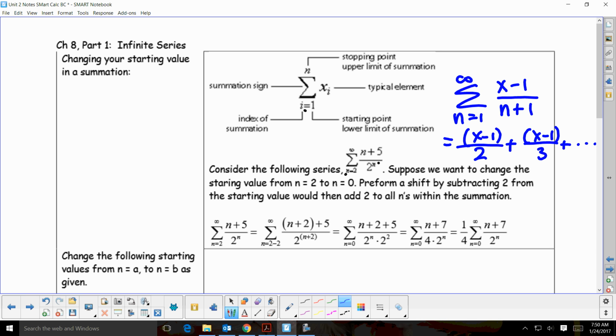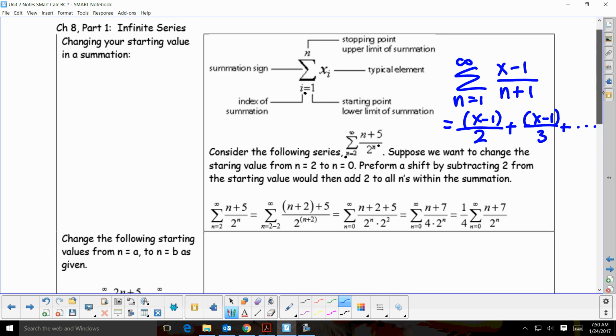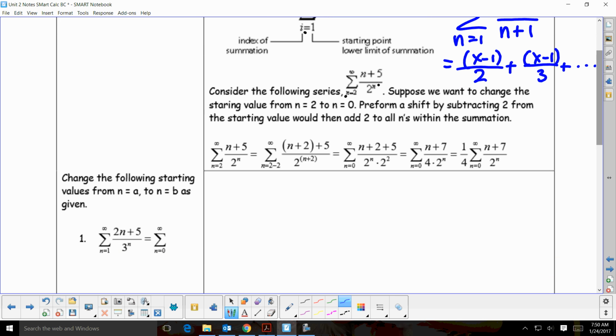So this is my start, this is my stop. Okay? Yeah, that's the basics. Okay. So here I said consider this series, and it's starting at n equals 2. An important thing that we want to do is to change it from starting at 2 to a simplified form of starting at 0. So oftentimes we're going to have to manipulate the starting point.